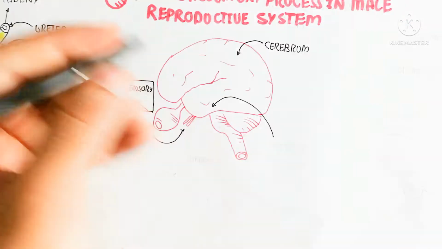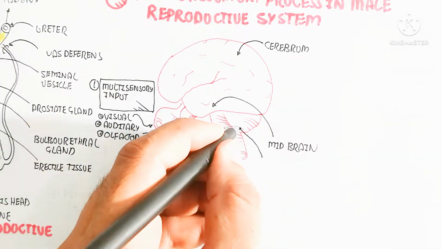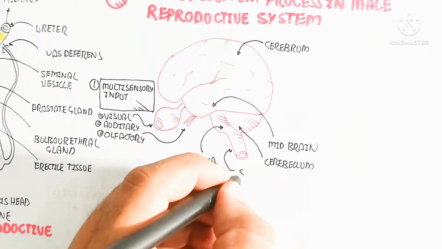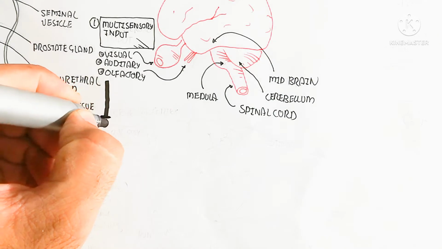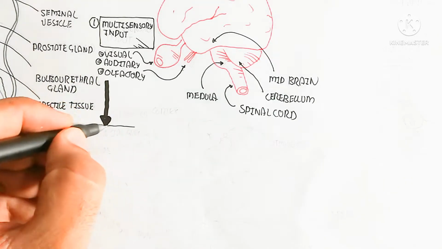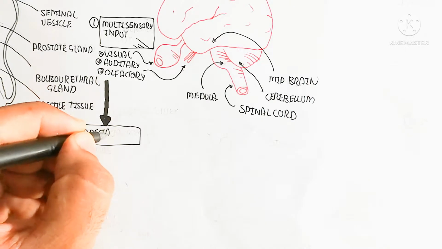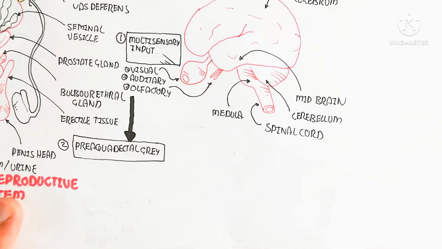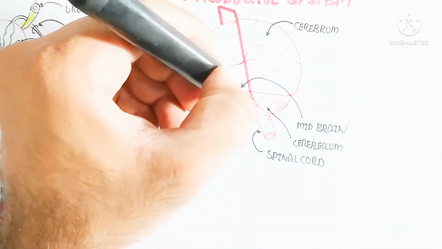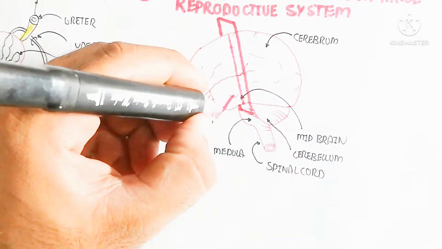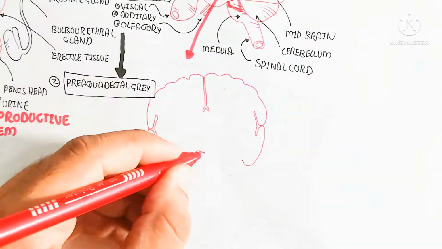So this is the cerebrum, and multisensory input can be visual, auditory, or olfactory, which will stimulate the higher brain cortex to the limbic system. In this way the midbrain will be stimulated, and the medulla and the spinal cord, which transmit the signal toward the reproductive system for erection. That is why dopamine is produced. Here is the multisensory input through vision, auditory and olfactory, which will lead to the activation of the periaqueductal gray matter.